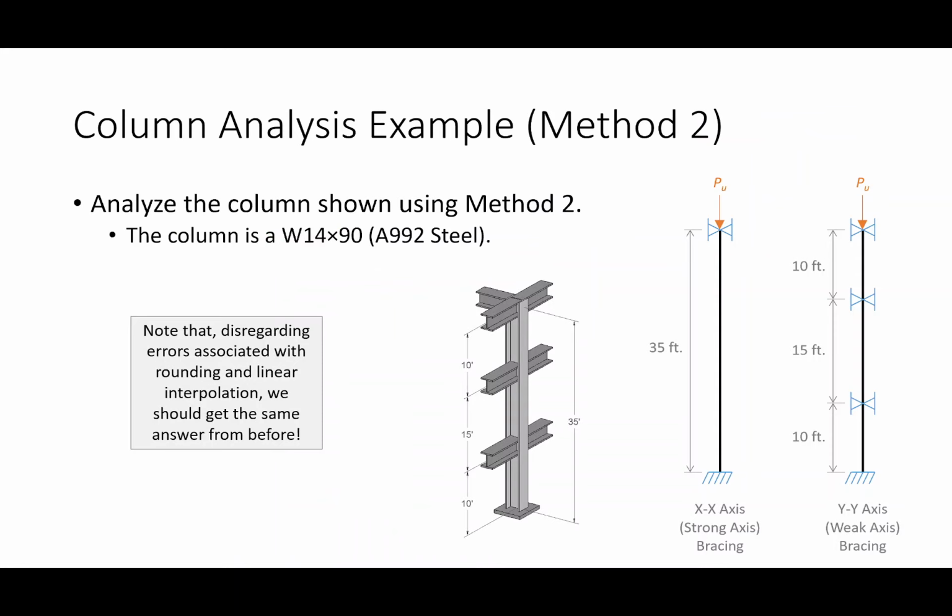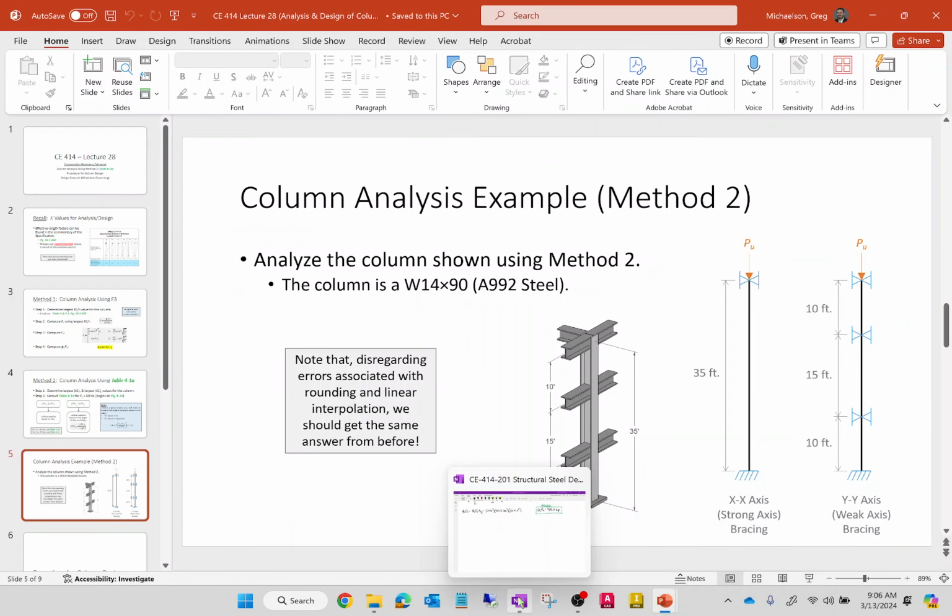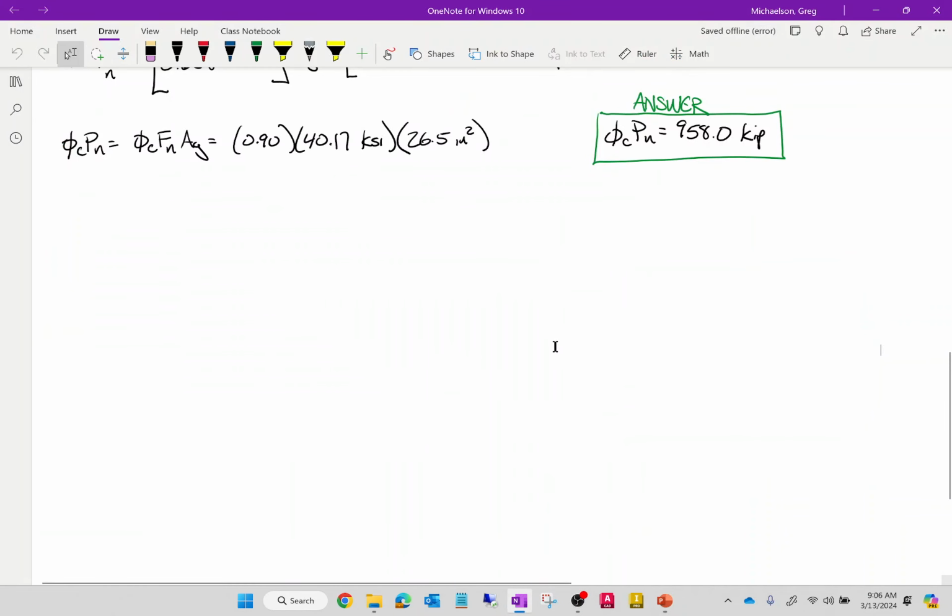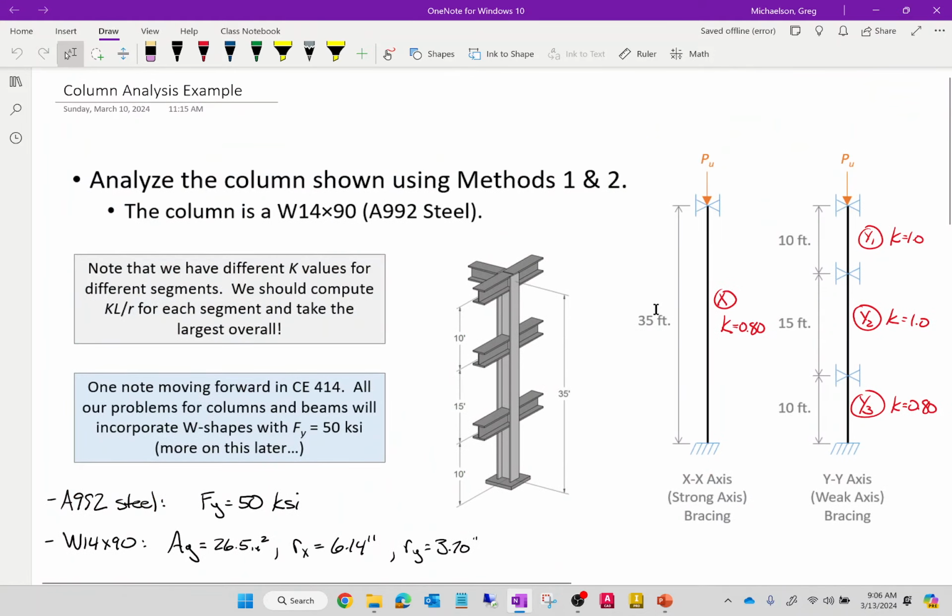So I want to show you how this works, and I want to show you this on a 14 by 90. By the way, we already did this problem, and we got a capacity of, I think, 958. So the capacity here should be the same, plus or minus some decimal points because of rounding and because of the interpolation. So this is what we got last time. Let's just sort of recap.